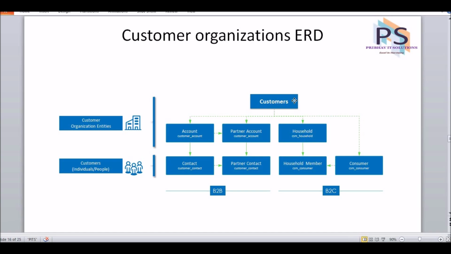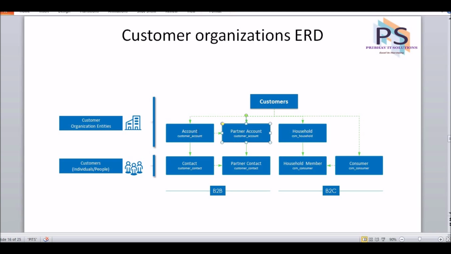So we have customer. Customer is nothing other than the account. So customer and account are two different entities. Partner. What is the difference between account and partner? Account is the company to whom we are selling the product. But partner could be a person who is helping us to sell the product. So it's not always a company.